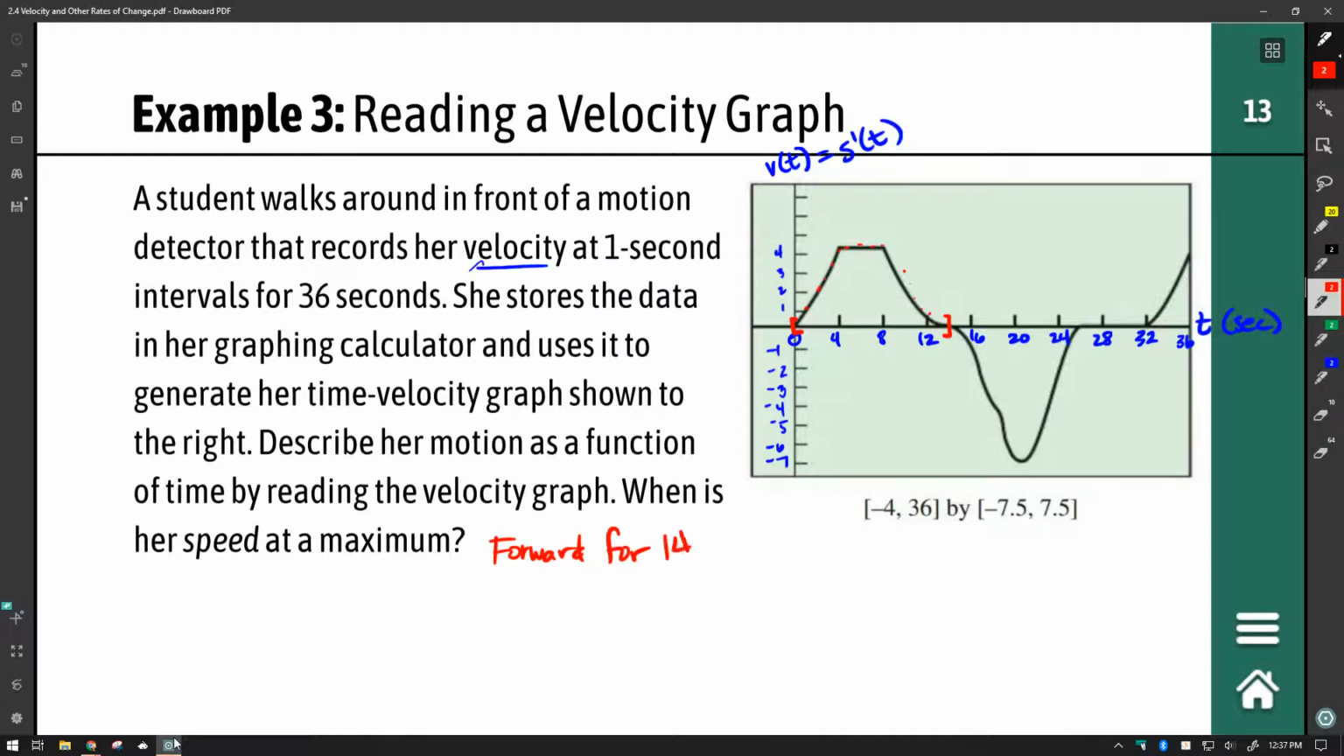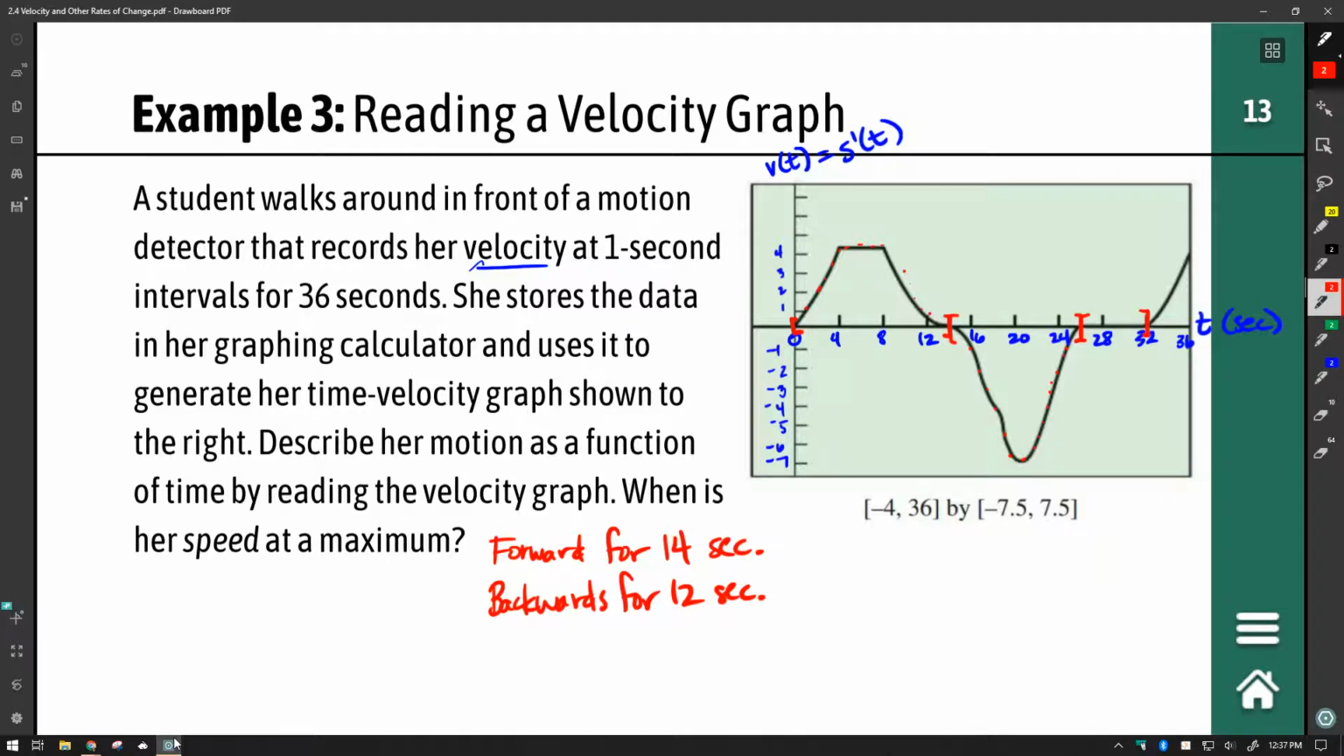for about 14 seconds. Then from 14 seconds all the way until it looks to be about 26 seconds, so 14 to 26, so that's about 12 seconds, all of the velocity values are negative. So even though she's moving with some speed, the direction is backwards because these y values are negative. So then we're going to say she moves backward for 12 seconds. Now, watch what happens from time 26 to time 32.